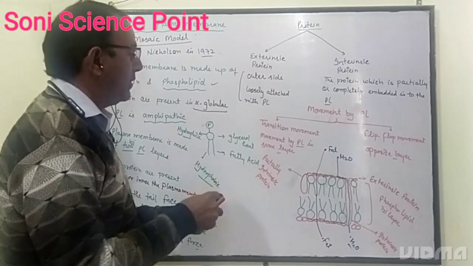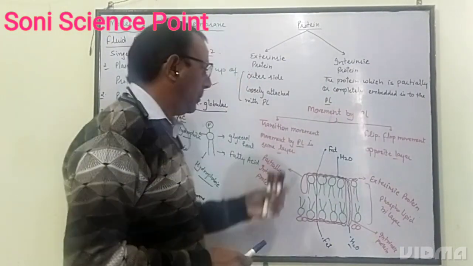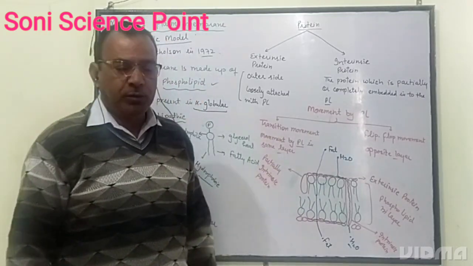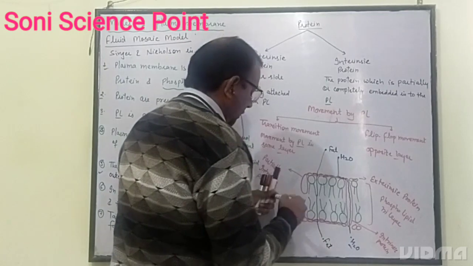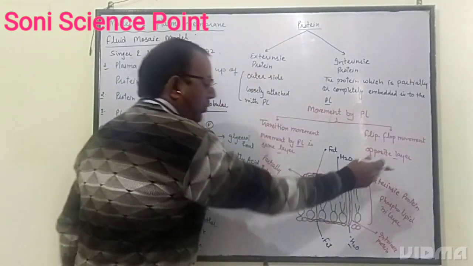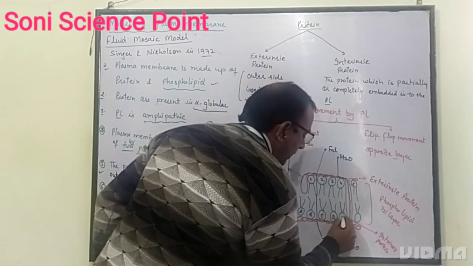Third one, we have seen the movement of phospholipid. Phospholipid shows two movements, transition movement and flip-flop movement. Transition movement: suppose this is the phospholipid layer, 1, 2, 3, 4, 5, and this one is A, B, C, D, E and F.